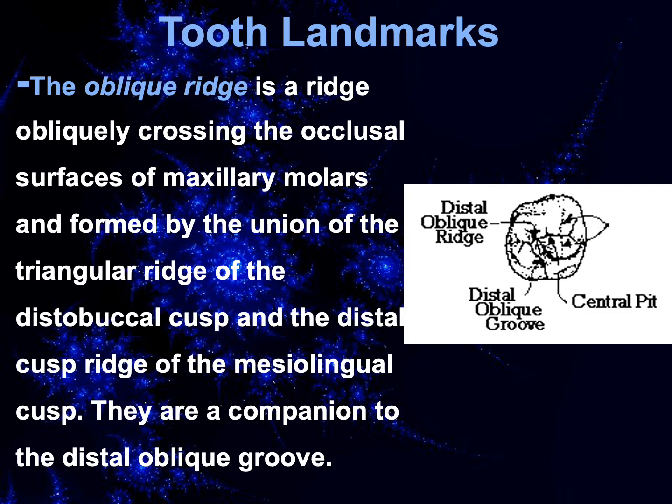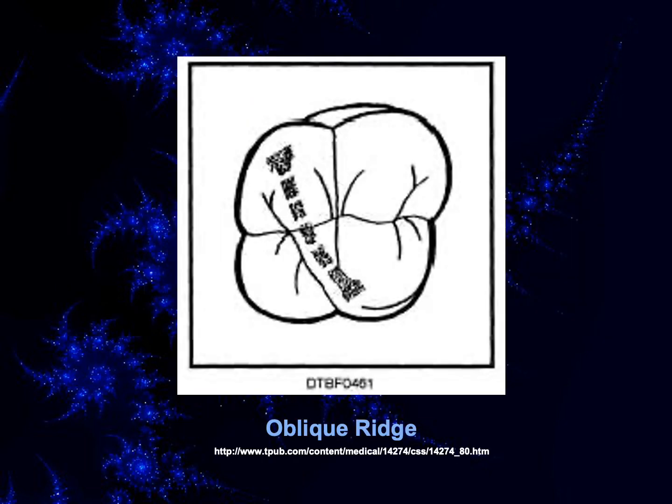The oblique ridge is found only on maxillary molars. It's a ridge obliquely crossing the occlusal surface of the maxillary molars and formed by the union of the triangular ridge of the distobuccal cusp and the distal cusp ridge of the mesiolingual cusp. They are a companion to the distal oblique groove. You don't have to imagine that right now, just have the information. When we explain the maxillary molars, you will be able to understand more which cusps we are talking about and how they join to make this oblique ridge.